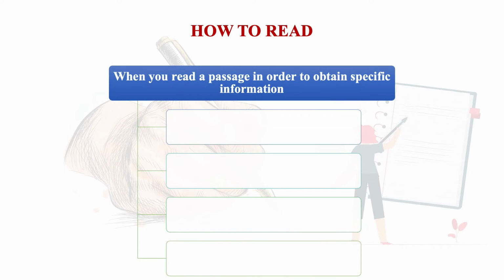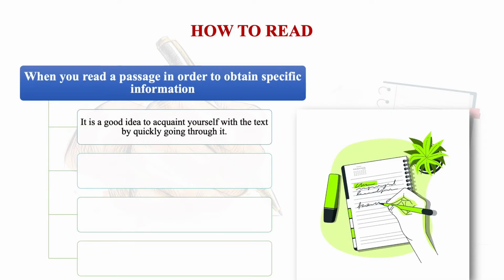Those are the reasons why we should take help of taking notes. Now the question is, how do we read? If you want to prepare notes, we need to go through textbooks. So how do you read? Suppose you are reading a passage of which you want to prepare notes. When you read a passage in order to obtain specific information, it is always a good idea to acquaint yourself with the text by quickly going through it.